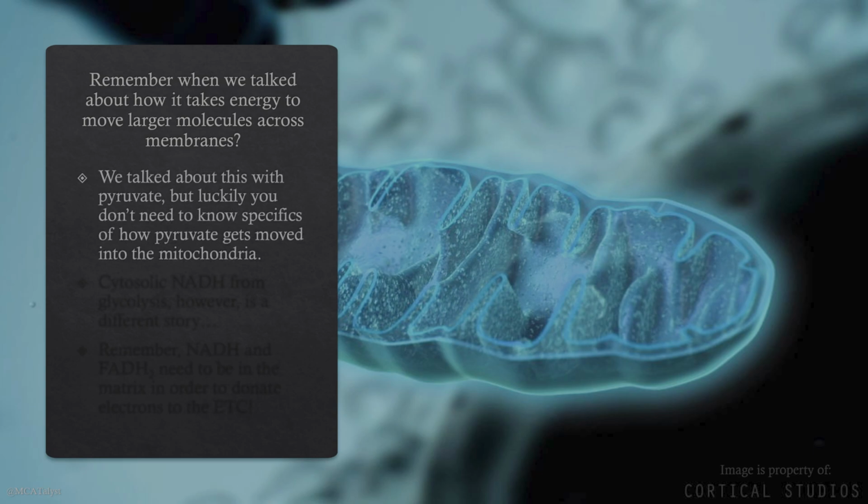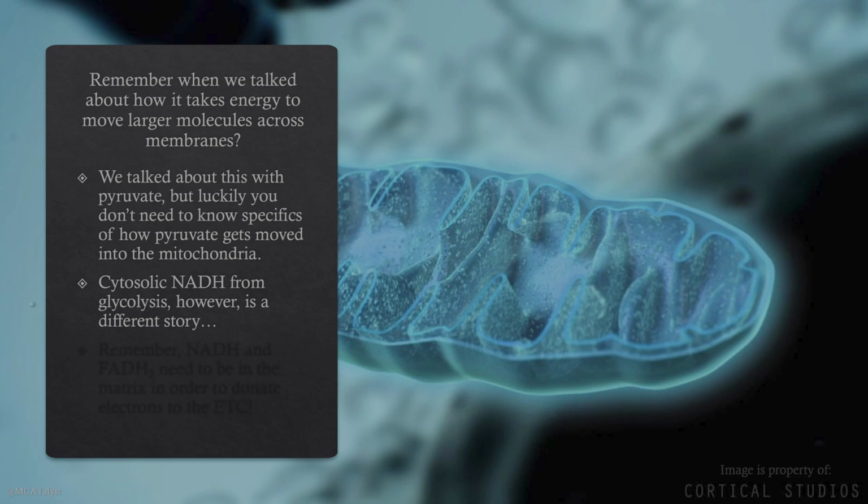We've already talked about this with pyruvate earlier, but I had mentioned that you don't really need to know the exact way that pyruvate makes its way from the cytosol to the mitochondrial matrix. You don't really need to worry about that. You just need to know that it has to get moved and that we're going to potentially lose a little bit of ATP production in doing so.